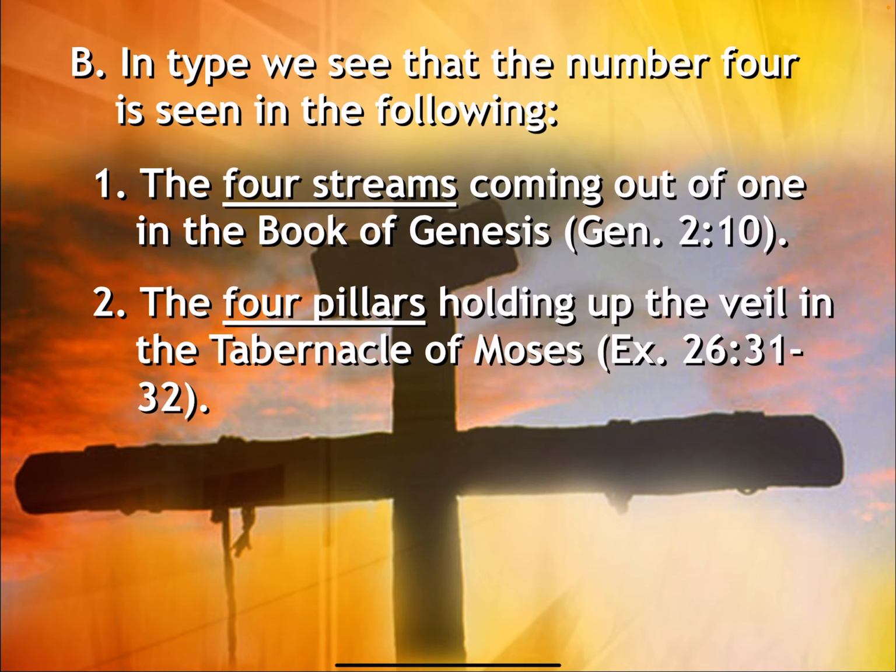Next, we see the four pillars holding up the veil in the tabernacle of Moses. So now let's look at Exodus chapter 26, verses 31 and 32. You shall make a veil woven of blue, purple, and scarlet thread, and fine woven linen. It shall be woven with an artistic design of cherubim. You shall hang it upon the four pillars of acacia wood, overlaid with gold. Their hooks shall be gold, upon four sockets of silver.